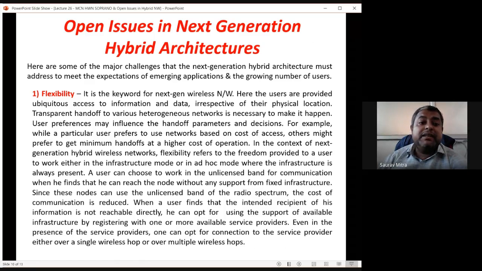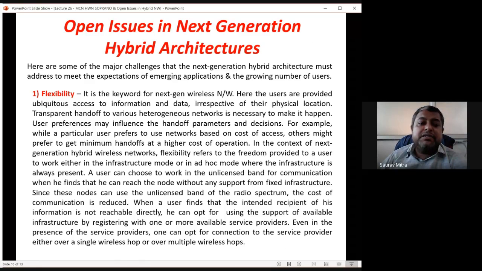So it is saying that while a particular user prefers to use a network based on cost of access, others might prefer to get minimum handoffs at a higher cost of operation. Somebody might go for best operation with higher cost. Somebody might go for lesser cost as the prime parameter with a little compromised quality of service. Different users have different criteria and different choices. So the hybrid architecture should be able to cater to all.